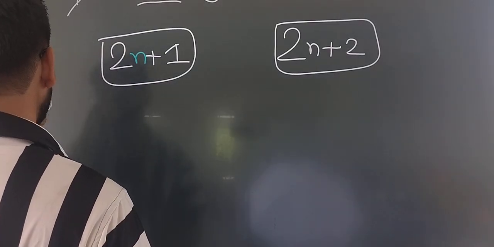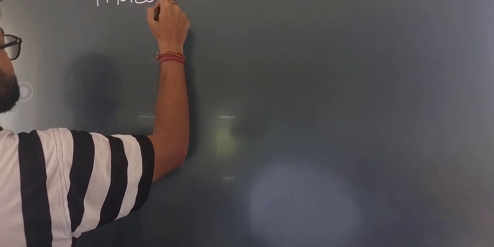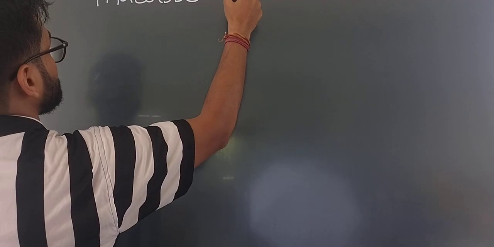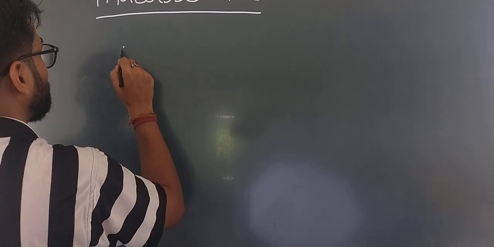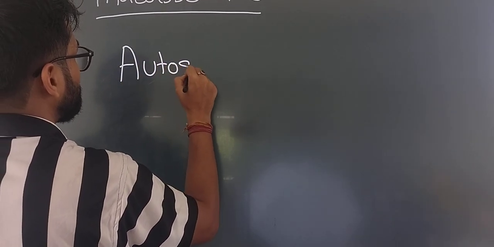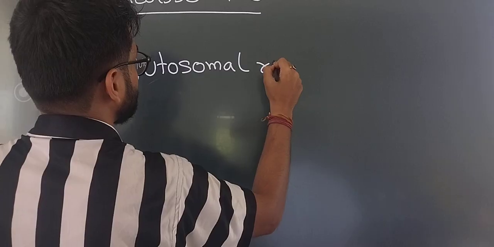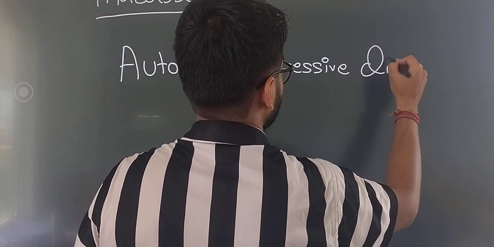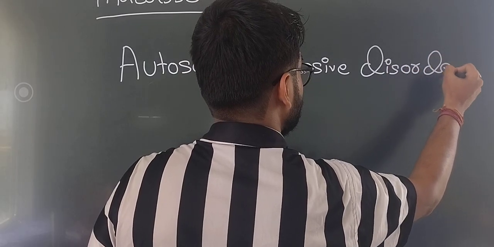Now what is the purpose of me explaining all this? It is simply that you need to understand some of the diseases. For example, thalassemia. What do we take from thalassemia? It is an autosomal recessive disorder.